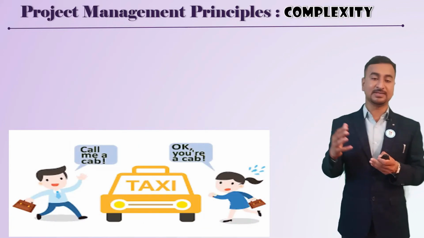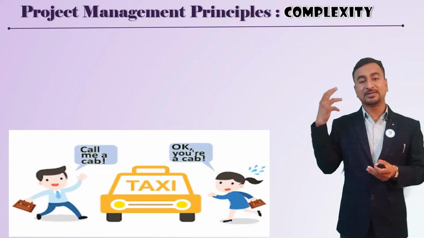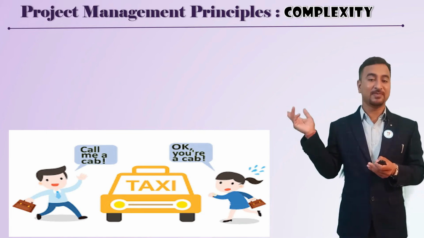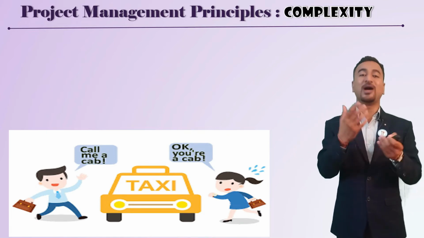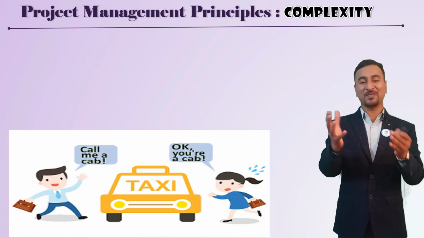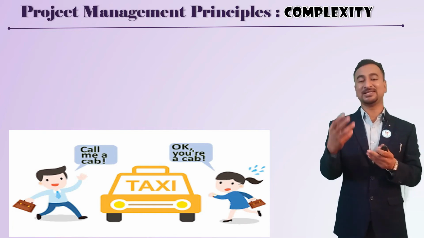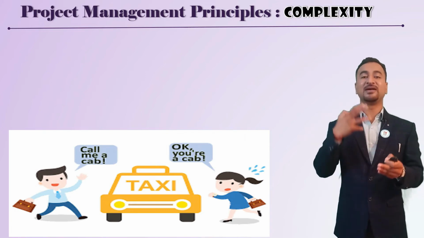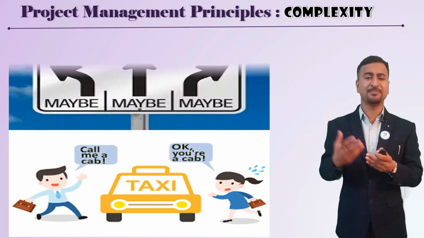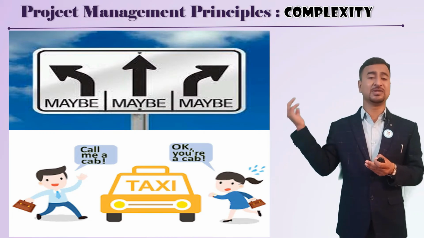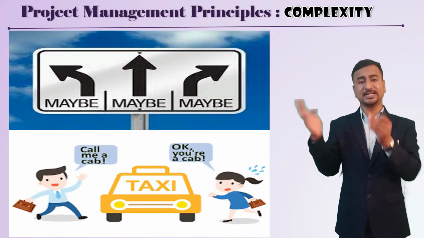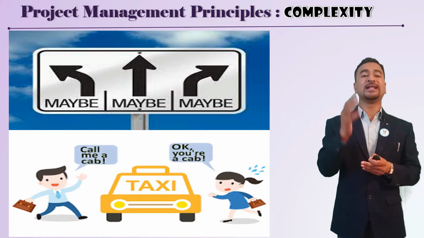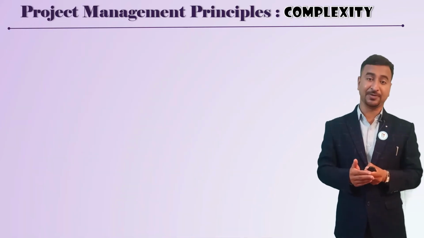Now I will simplify that. Like someone says, call a cab, and she responds, okay, you are a cab. It's a joke, but it is a kind of misinterpretation, because people are not used to each other's behavior, and there is a cultural barrier. So there may be many directions, but you don't know which direction to go. That is related to ambiguity.